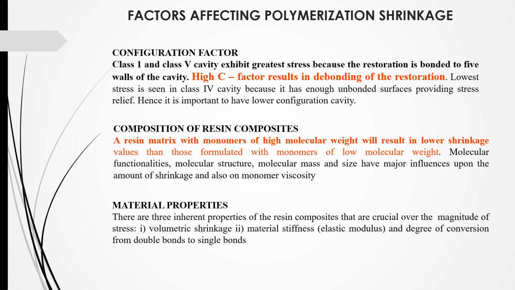Now we have composition of resin composites. A resin matrix with monomers of high molecular weight will result in lower shrinkage values than those formulated with monomers of lower molecular weight. So molecular functionalities, molecular structure, mass and size have major influences upon the amount of shrinkage and also on monomer viscosity. Coming on to material properties, there are three inherent properties of the resin composites that are crucial over the magnitude of stress, which are volumetric shrinkage, material stiffness, and degree of conversion from double bonds to single bonds.